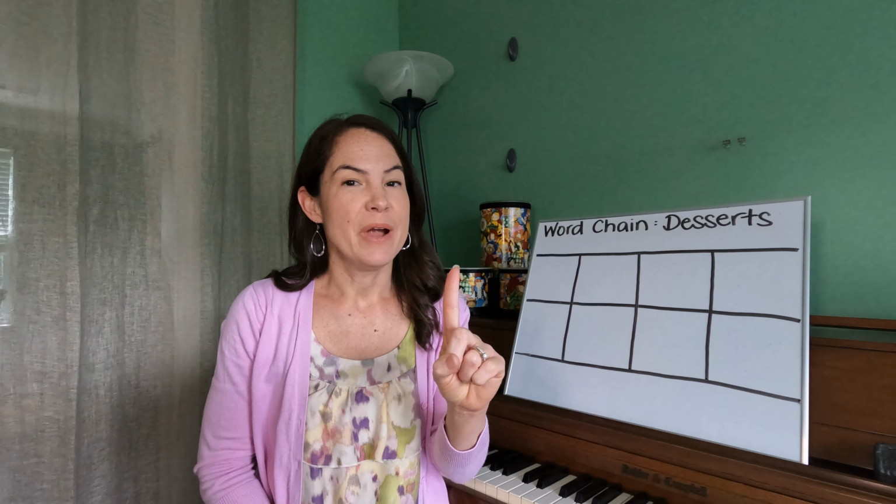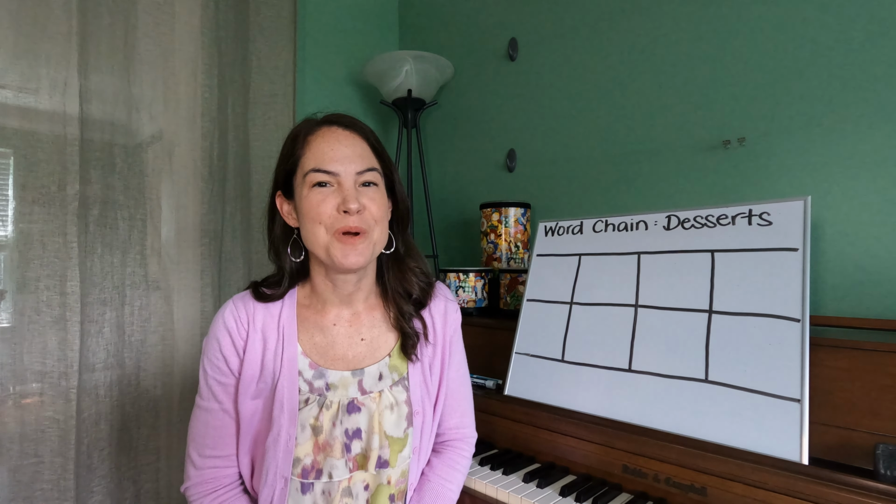The process for creating a word chain goes like this. Step 1, brainstorm a list of words centered around your chosen theme. Step 2, fill in a template with those words and draw the matching rhythms. Finally, step 3, perform your word chain. Today I'm going to show you exactly how this is done.